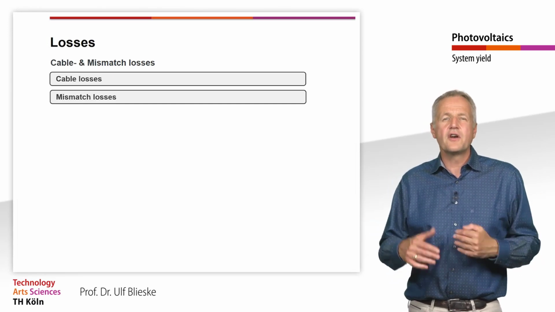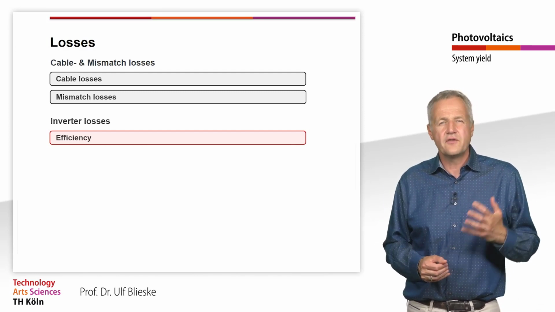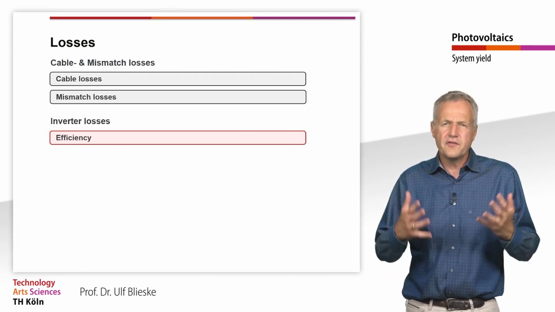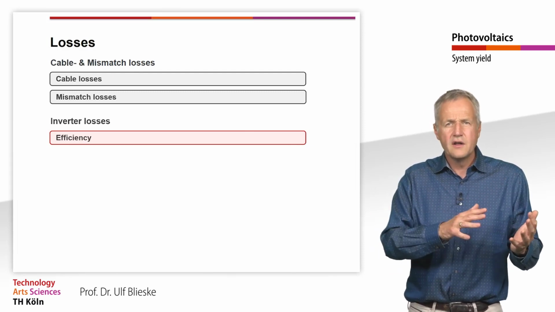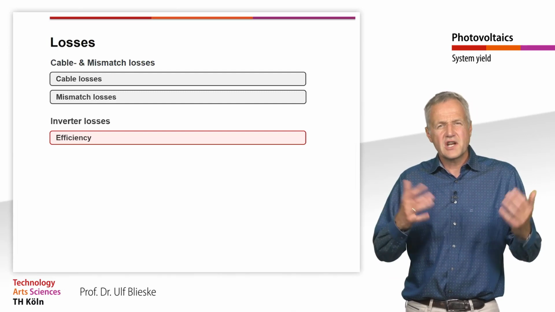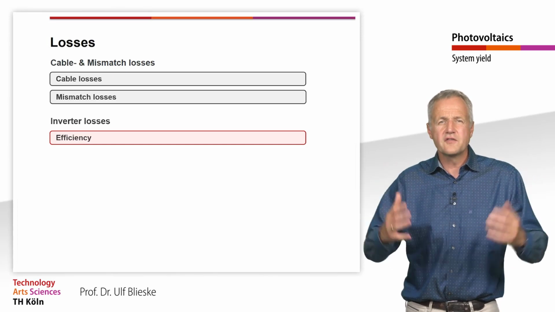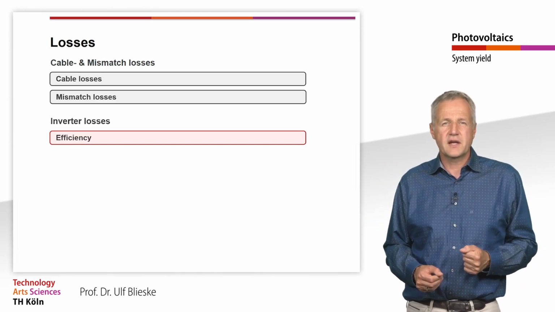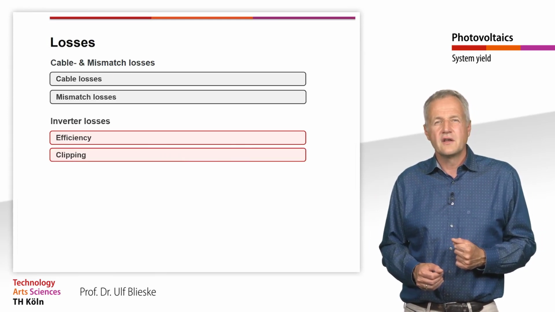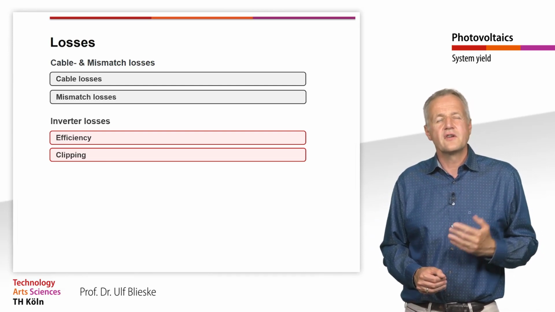Finally, we consider the losses of the inverter. First, we need to consider the efficiency of the inverter here. You know by now that the efficiency of an inverter depends on the input power and drops sharply at low power. Nowadays, however, inverters generally have a relatively good partial load efficiency, so that the maximum efficiency already gives a good indication of the losses to be expected. In addition, the dimensioning factor also plays a role here, as it determines how often clipping occurs due to excessive DC power.